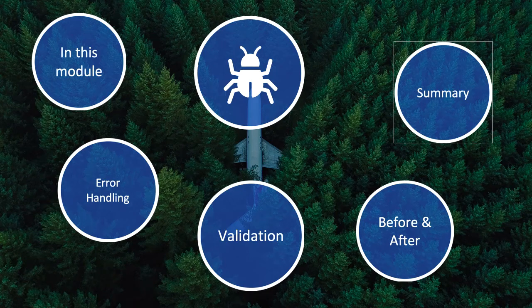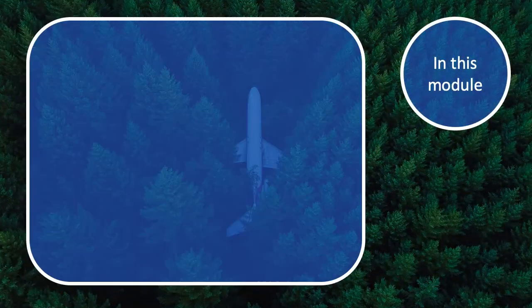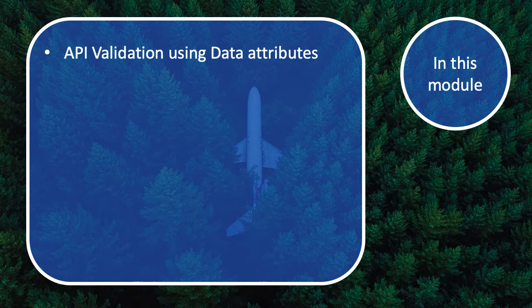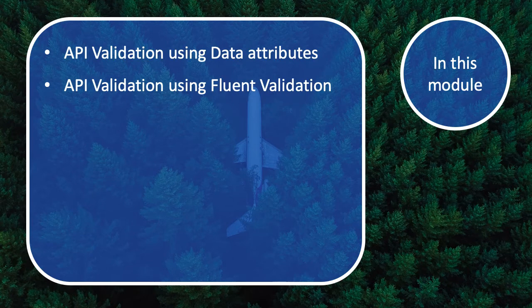So we've reached the end of the error handling and validation module. And let's just take a quick look at a summary of what we've looked at inside this particular module. So we've looked at API validation using data attributes, but we didn't use them. And we're using Fluent validation instead inside our application.